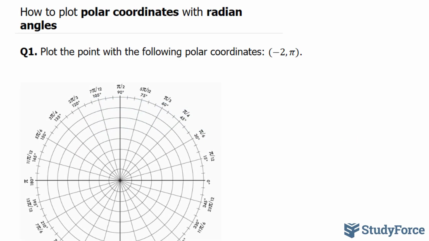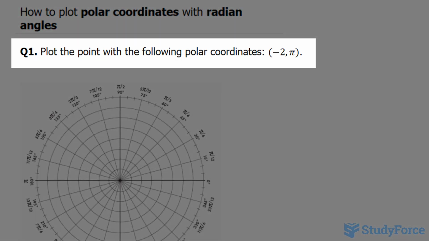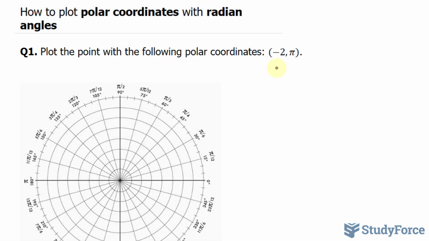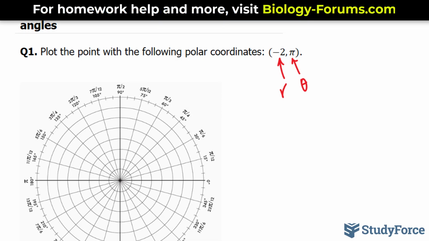In this lesson, I'll show you 3 examples on how to plot polar coordinates with radian angles. The first question reads, plot the point with the following polar coordinates. So this number represents your radius, and this represents your angle. Our radius is negative, which means that the point will go in the opposite direction once you've drawn your vector.